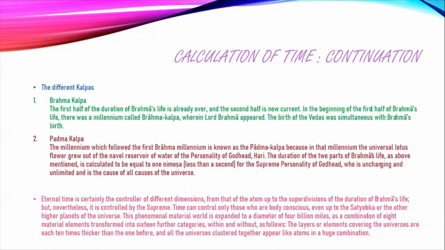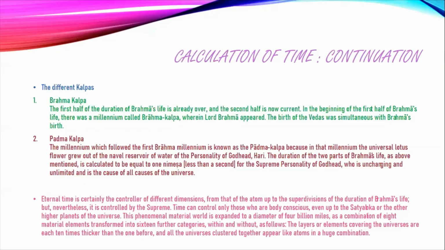Eternal time is certainly the controller of different dimensions, from that of the atom up to the superdivisions of the duration of Brahma's life. But, nevertheless, it is controlled by the Supreme. Time can control only those who are body conscious, even up to the Satyaloka, or the other higher planets of the universe.